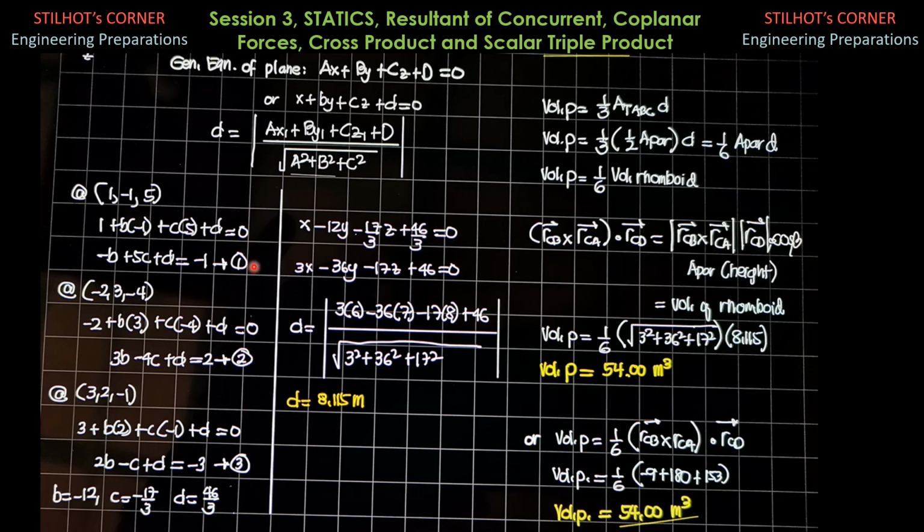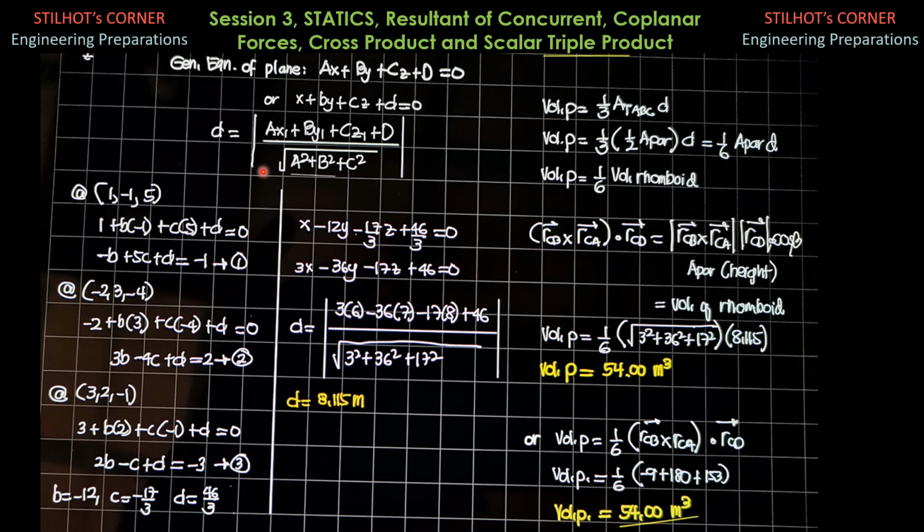So solving equations 1, 2, and 3 simultaneously, we get b negative 12, c negative 17 over 3, and d 46 over 3. We then substitute into this general equation of a plane. x minus 12y minus 17 over 3 z plus 46 over 3 equals 0. Then multiply everything by 3. So 3x minus 36y minus 17z plus 46 equals 0. So this is the equation of the plane through the points A, B, and C.